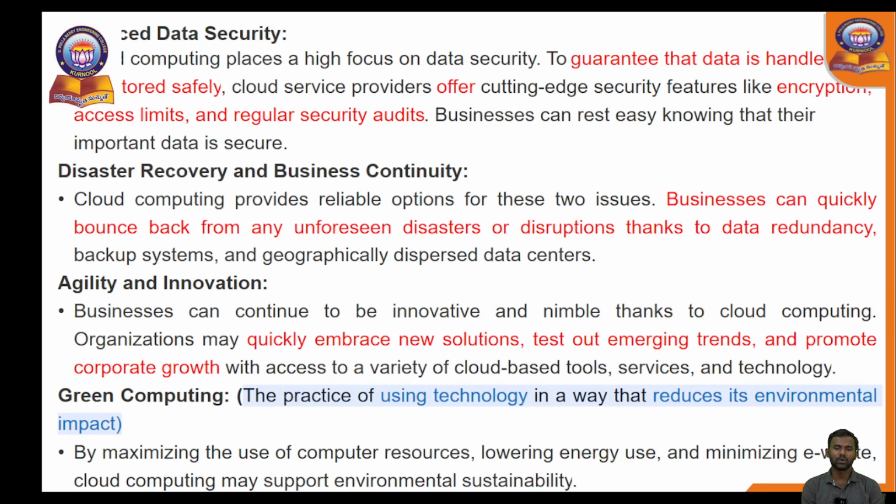So the service provider will keep on auditing the security policies. So with this, business can rest easily knowing that their important data is secure. So by offering all these services by the service provider, the users will come to know the data will be secure in the cloud.